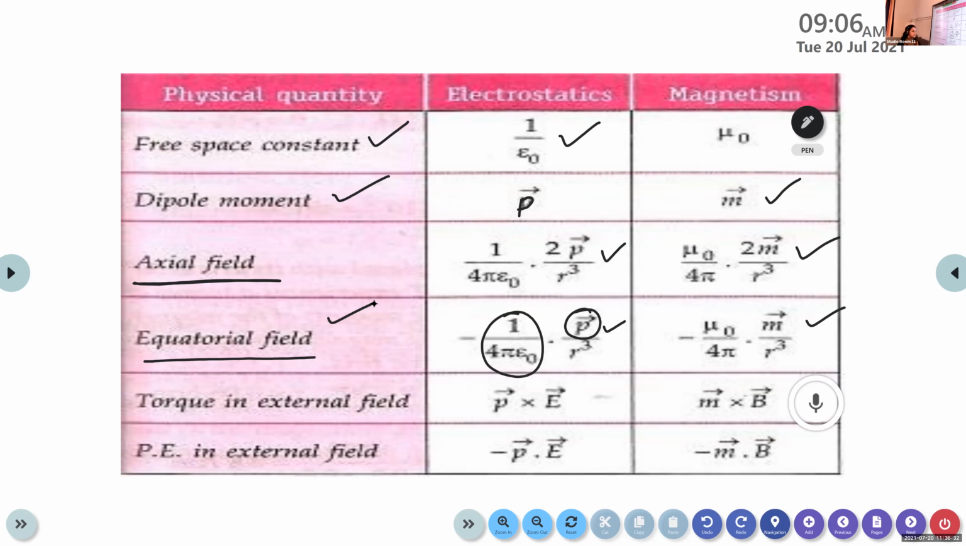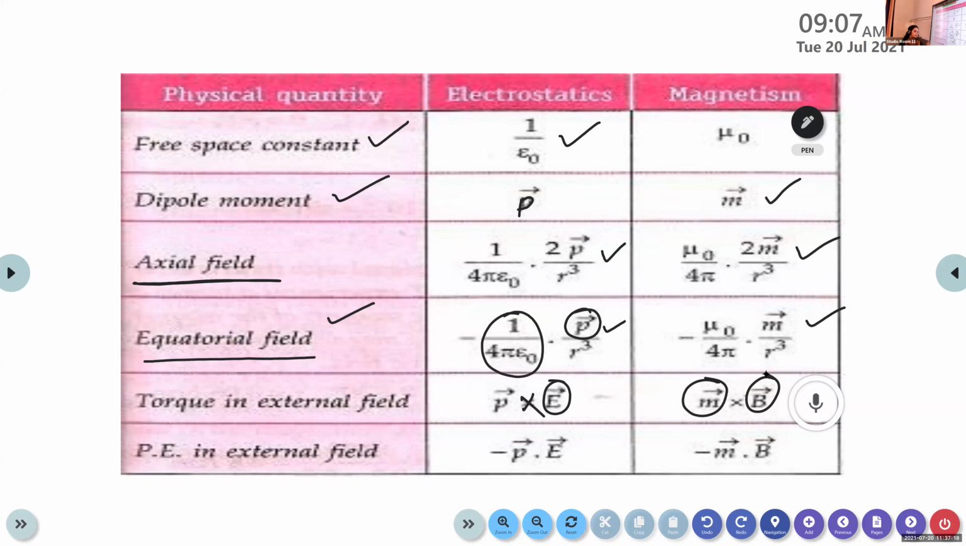Now the torque in an external field. In electrostatics, it is PE cos theta. Is it cos theta or sin theta? Sin theta. That is why it is a vector product. So the torque in an external field in electrostatics is given by PE sin theta, that is P cross E. But in magnetism, it is M cross B. Instead of P, we have the magnetic dipole moment M, and instead of electric field E, we have magnetic field B.